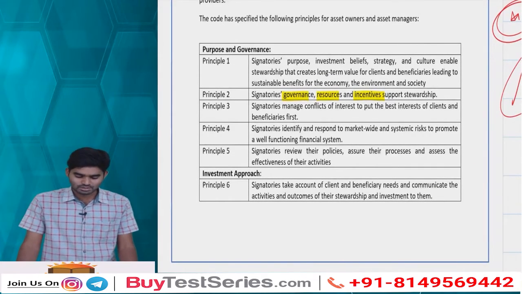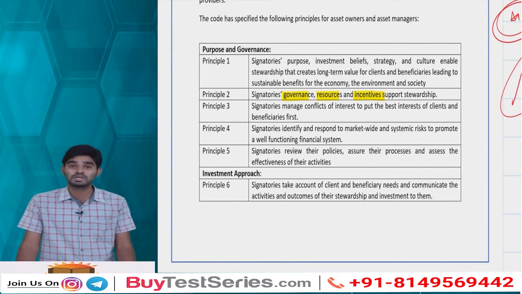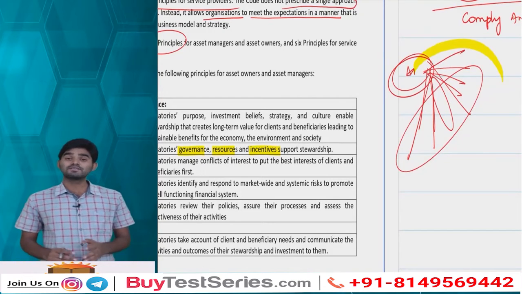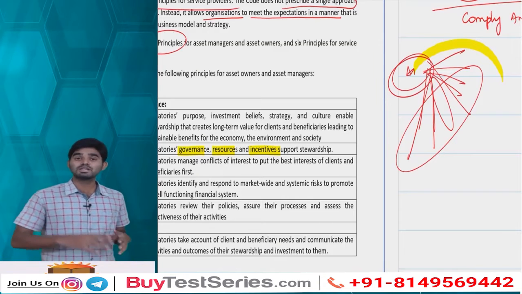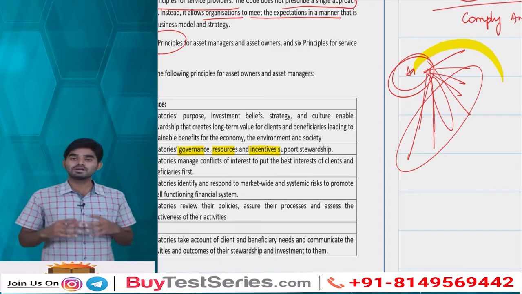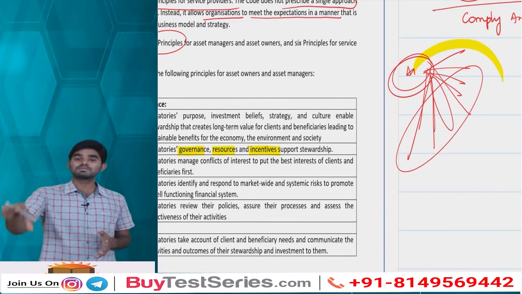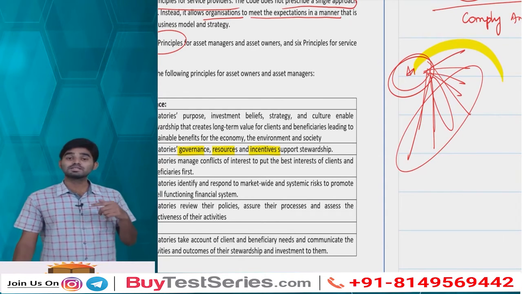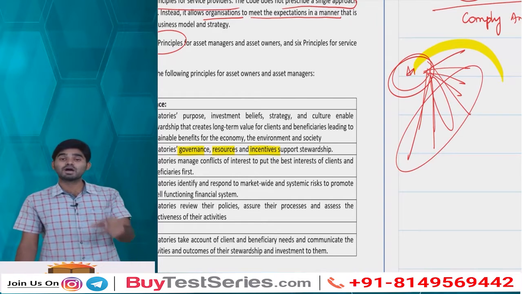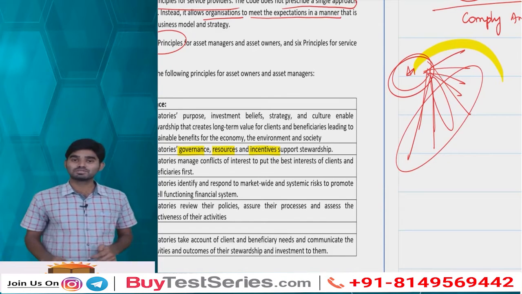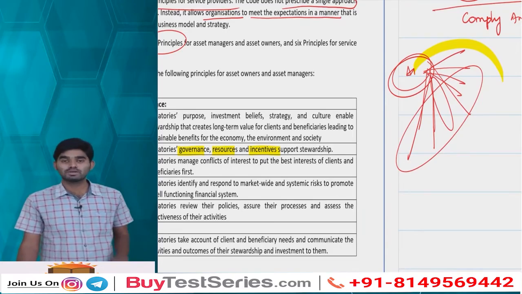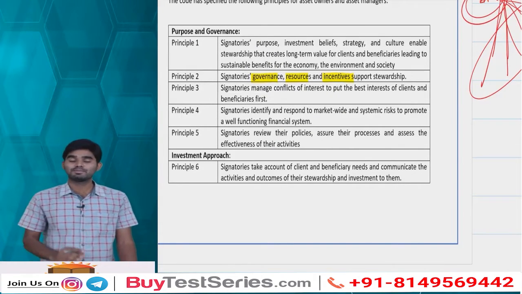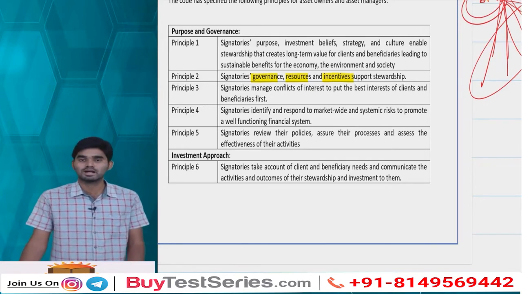Then, signatories manage conflicts of interest to put the best interest of clients and the beneficiaries first. Very important. Say, for example, I pool this amount from the public and I'm investing in a particular company, and on a future date there comes a transaction between this investment company and that investee company. I repeat, I've pooled different amounts from the public and that amount has been invested in some investee company. Now say there's a transaction between me, that is the investment company, and the investee company. Then there is a conflict of interest, because the investment amounts belong to certain individuals and I'm managing them. Now how are you going to manage that conflict of interest, so that whatever activity you do shall be in the best interest and benefit of the clients and the ultimate beneficiaries?